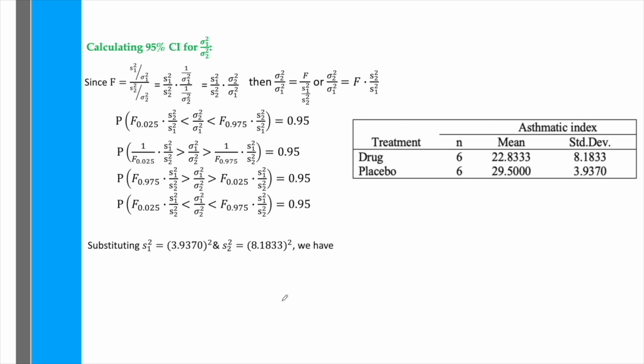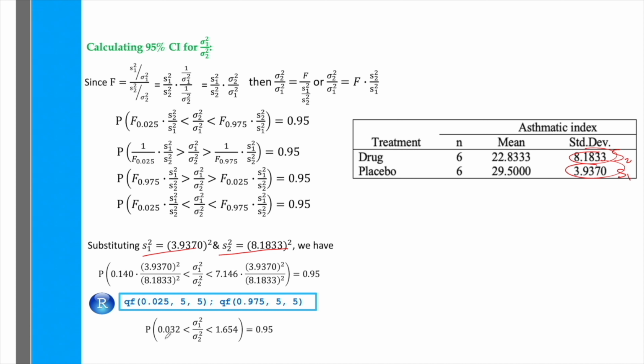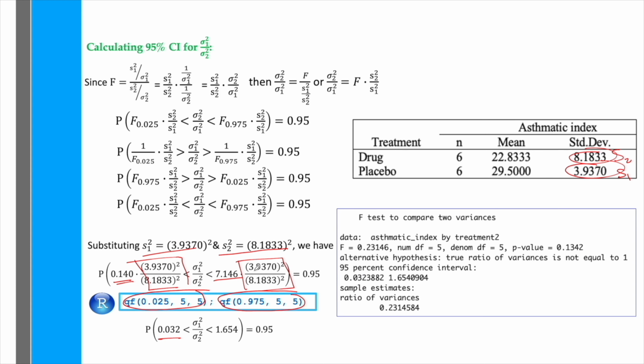So similarly, if you made use of this as s sub 1 and you made use of this as s sub 2, then substituting these values as your s sub 1 and s sub 2, we're going to have 0.032 as 0.140, again, which is the critical value of f on the left side, and 7.146, which is the critical value on the right tail, multiplied to the ratio of these two variances. So this will be the output of R, which you notice is the same as 0.03 and 1.65.